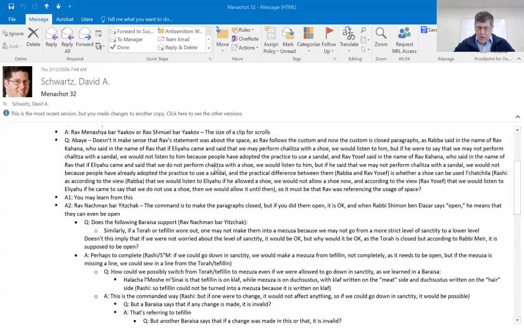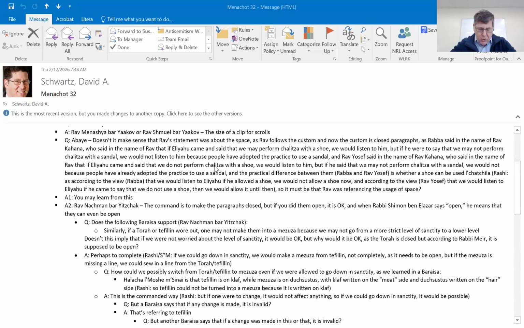The ha, as we turn to Lamed Bet Amud Bet, de kisvinu ad duchsustus b'makom basar, and so one refers to writing it on the cloth in the place of hair, meaning writing it on the wrong side. And the second one is referring to writing it on duchsustus, wherever you write it. Even if you write it on the correct side, that's still going to be problematic.